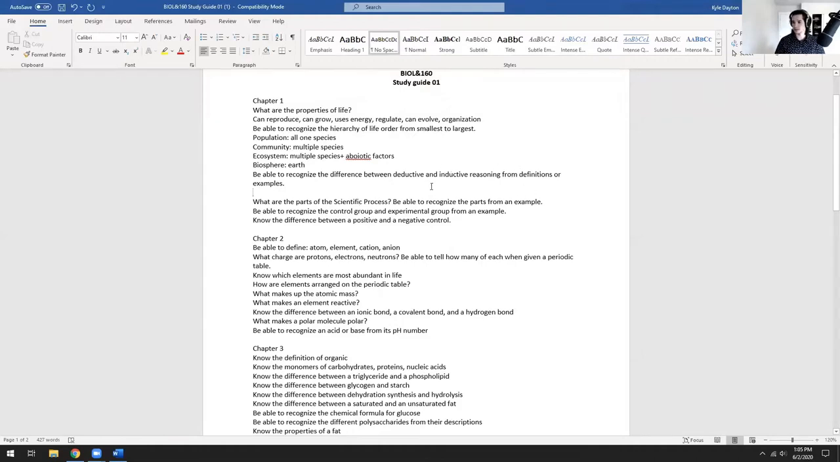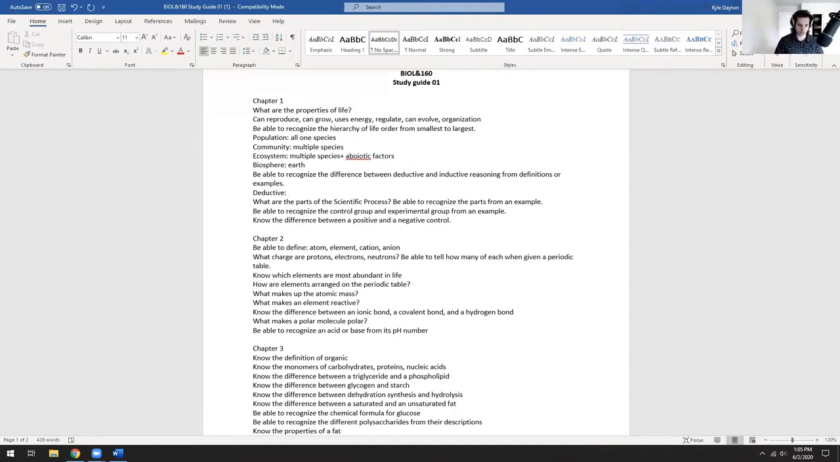Recognize the difference between deductive and inductive reasoning from definitions or examples. So just to put this in blanket terms, I would say that with deductive, you go from the bigger picture to the smaller picture. By that I mean you go from knowing the general laws that govern the universe and you apply it to something very small and specific. So I know that gravity is a law of the universe, and so if I take this manatee and let go of it, gravity will act upon that manatee and it'll fall.